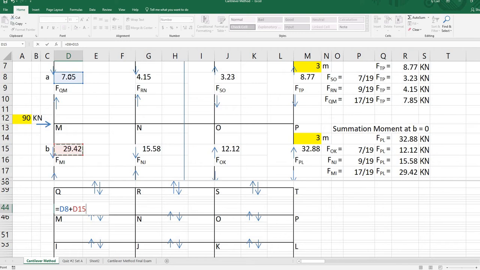So this 7.85 is acting upwards. This is with reference to node M. And then yung 29.42 is acting downwards in relation to point M. Kaya negative. Okay? Yan. So negative 21.58. Pero since this is summation forces vertical equal to 0, imumultiply natin siya ng negative.